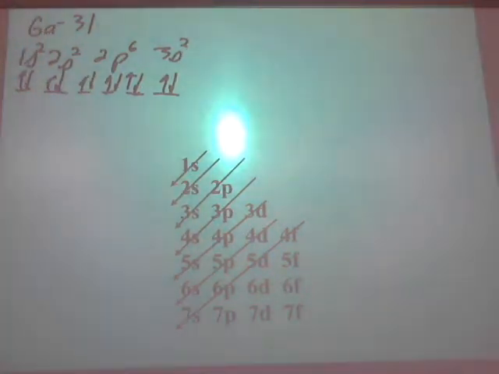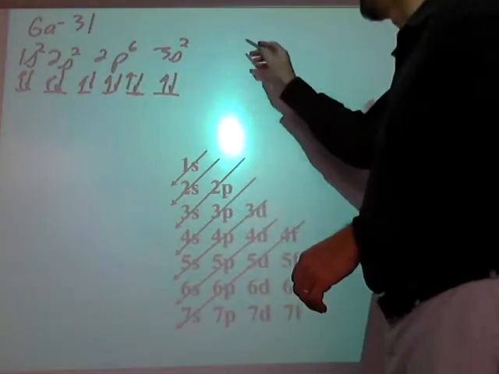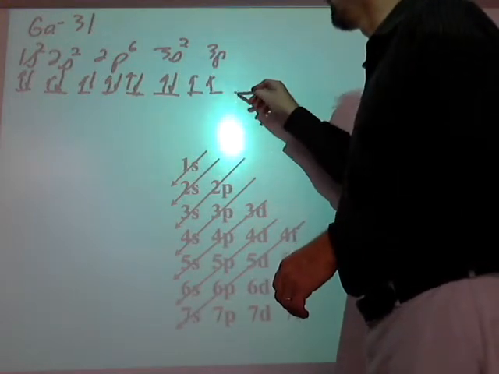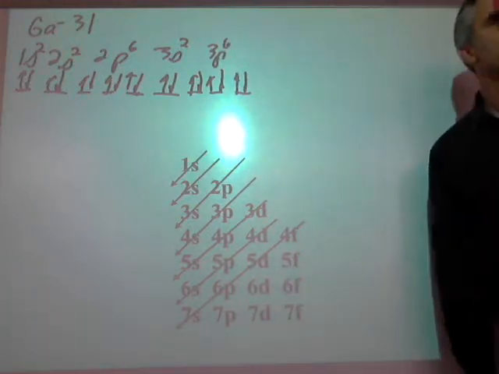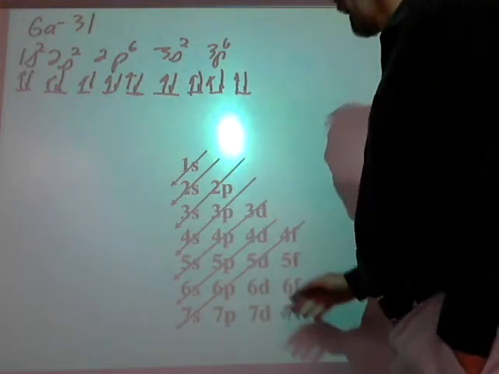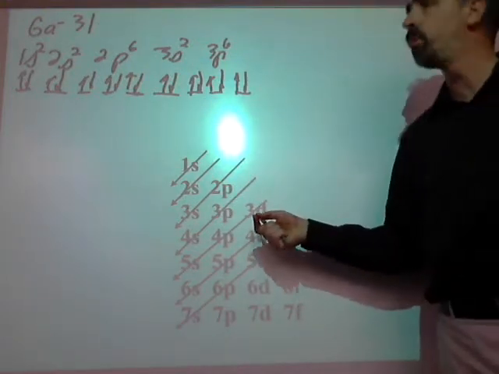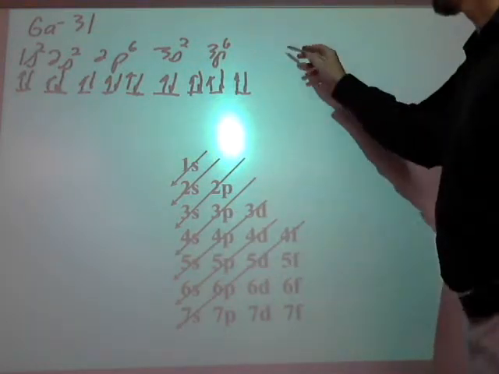Good. After the 3s fills? 3p. After the 3s, back up to the 3p. 3p has 1, 2, 3 blanks underneath them. They go in one at a time. We're going to call that Hund's rule in a second. There it is. Now, if you were not using the diagonal rule, you'd be wrong, because you'd put 3d next. But now you know. It's the 4s that's going to fill next.